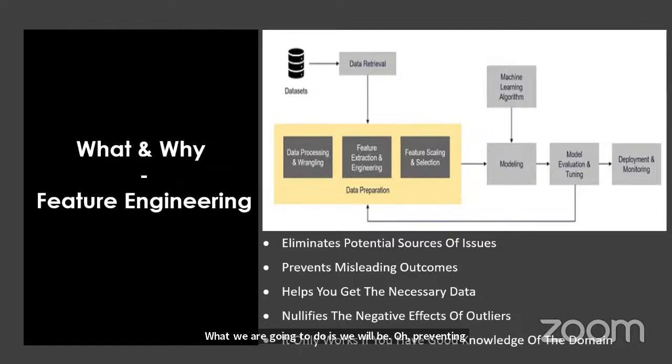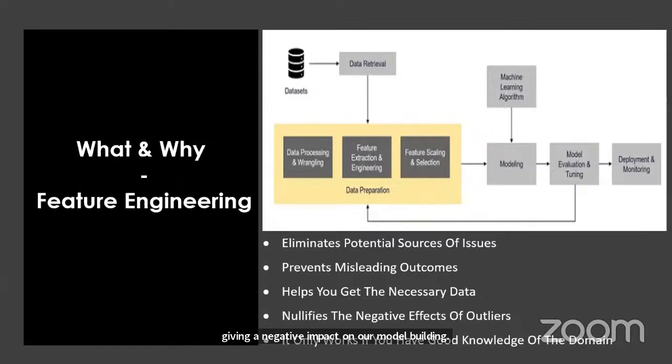Whatever misleading outcomes we are getting out of the data can be avoided if we have selected the correct features for our model building. Along with this, we will get only the desired and necessary dimensions. Dimensions in the sense features through which we can get the solutions. In this, we will be dealing with the outliers as well. Outliers means those data points which give a negative impact on our model building.